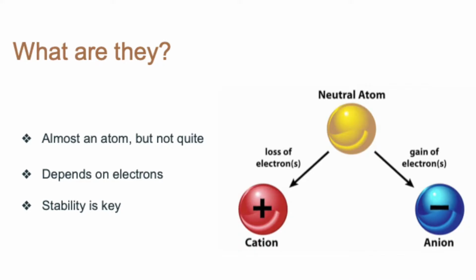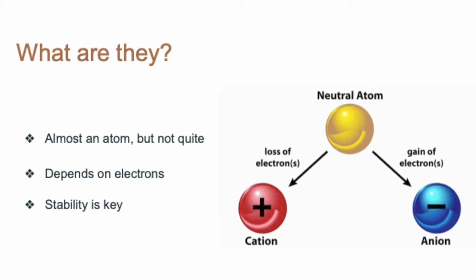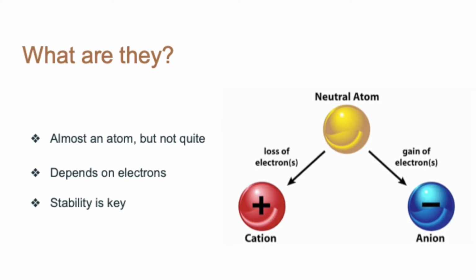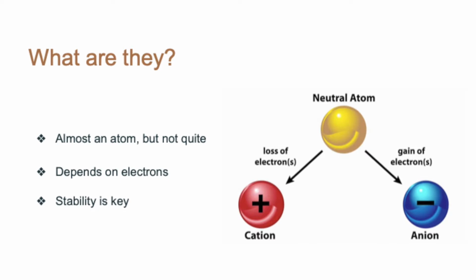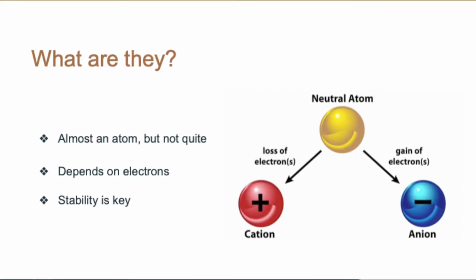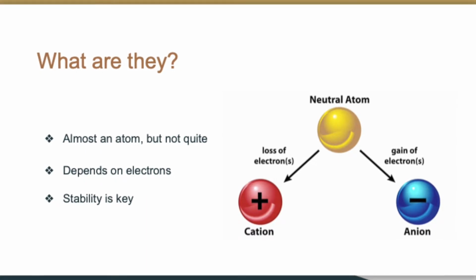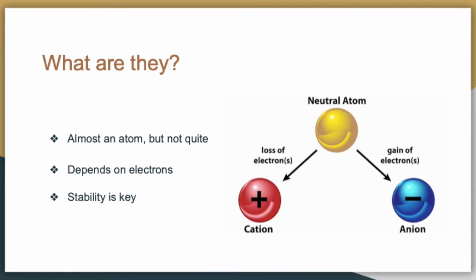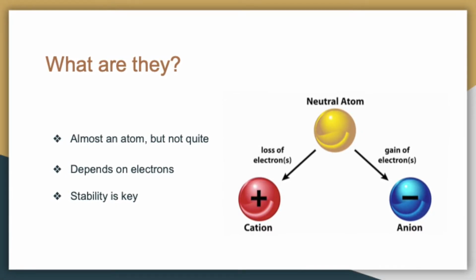Next are ions. They are almost an atom, but not quite. Ions can be composed of one element or multiple elements, which would be considered an ionic compound. An ionic substance is considered an ion because it has a net electrical charge associated to it, due to either a loss of electrons, which would bring a positive charge, or a gain in electrons, which would bring a negative charge. These electrons are either gained or lost in the substance in order to achieve a stable state.